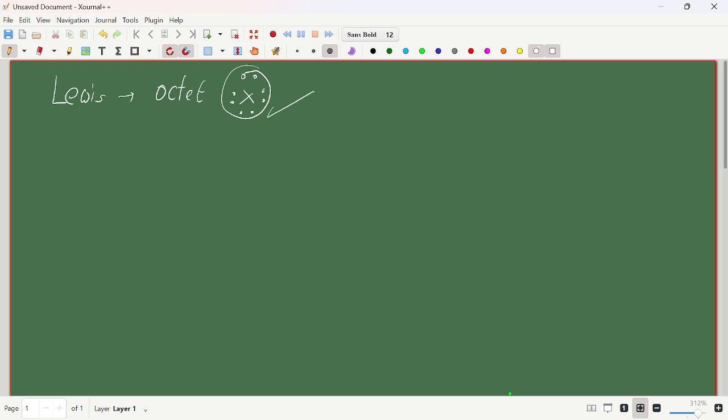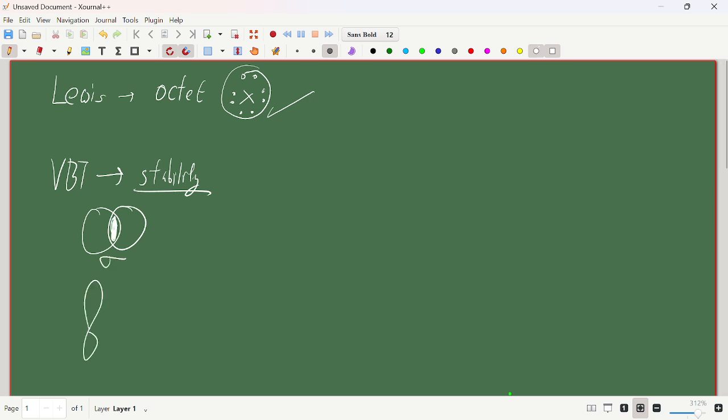Now, VBT gave a very different idea. It's never about the octet, it's about stability. Two orbital regions will overlap to form a bond. It may be sigma, it may be pi, it may be delta. Now, here comes the problem.